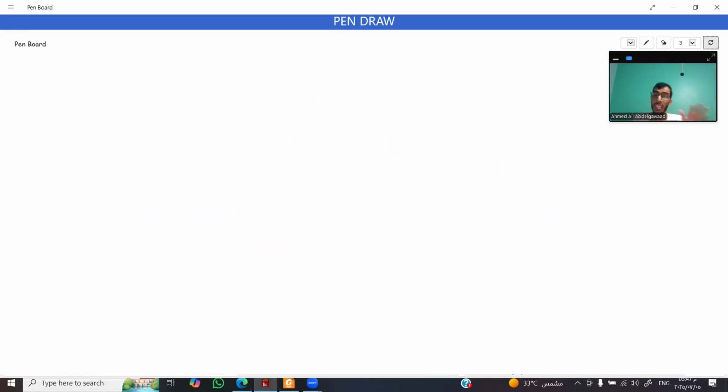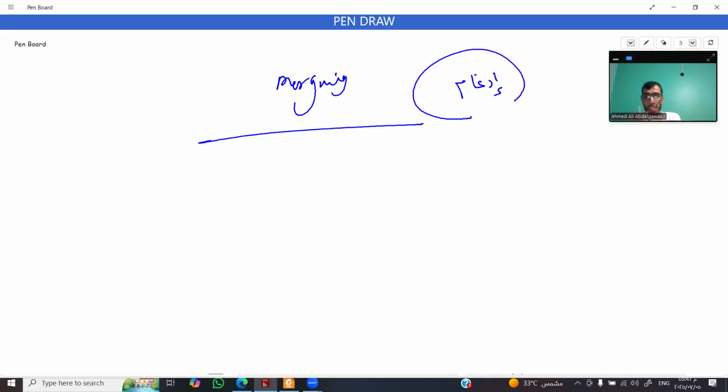Okay, we're gonna explain the second one. It's called merging. You have to be careful here. Merging is called idgham. In Arabic, when you say idgham, that means you make something into another. You make like this. When you try to close this pen, it's called idgham. Make something into another and be one. So it's called idgham, merging.